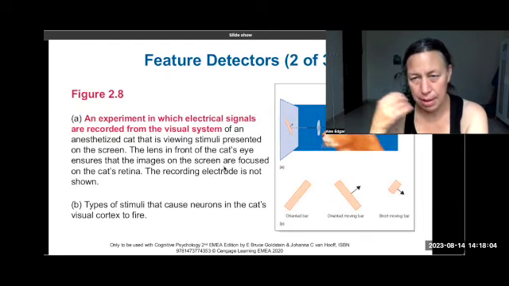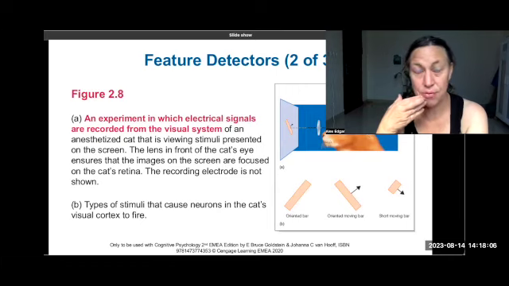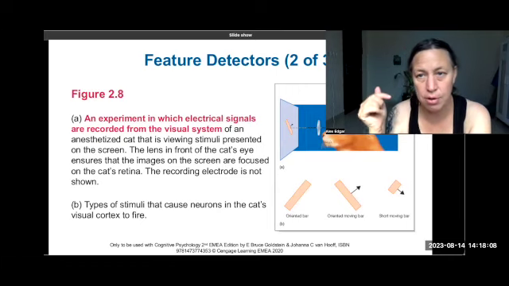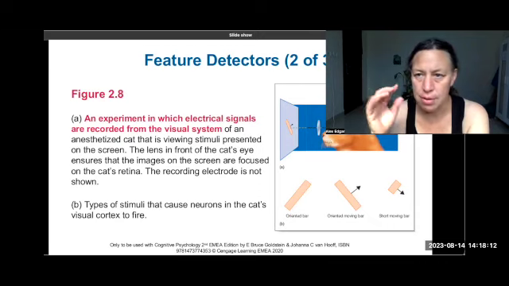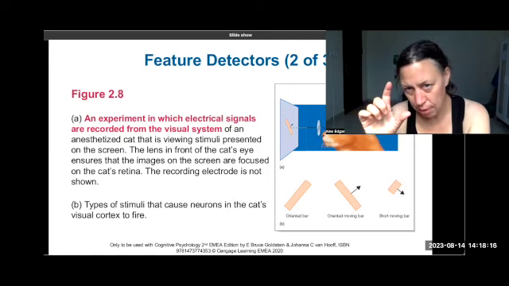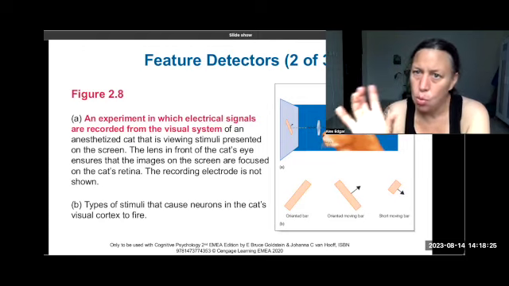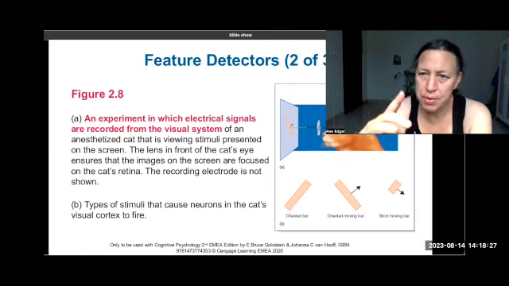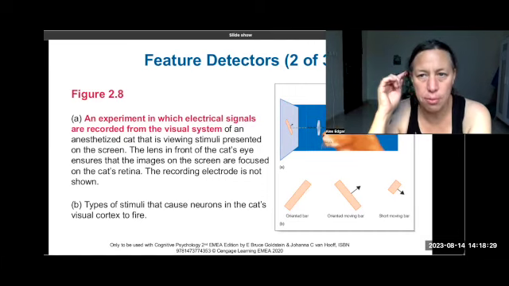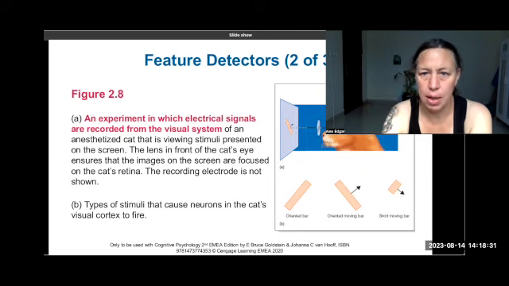Okay, so they immobilize the cat. They make sure that the visual field is locked down. They've got an electrode in the brain, fortunately partially anesthetized, so they can see which parts of the brain are firing. They show that eyeball an orientated bar, an orientated moving bar, and a short moving bar. So they can isolate what feature is being recorded by what part of the brain. Okay.